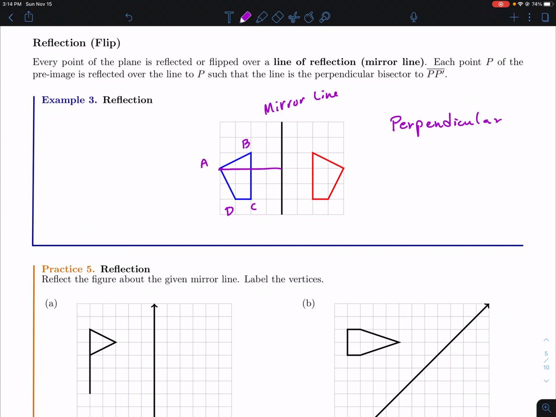So in this case, if I count from A to the mirror line, I've got 1, 2, 3, 4. So that means what I want to do is stay on that same line, 1, 2, 3, 4. And that's going to give me my A prime in that case. And then same thing for B. So I have to count over 2 to get to the mirror line. So 1, 2 takes me to B prime. So C is just like B, it's 2 away. So if I count over 2, that takes me to C prime. And then D looks like it's 3 away. So that gives me D prime.